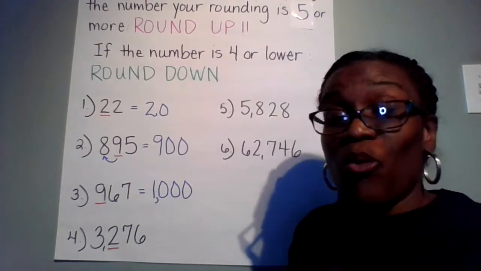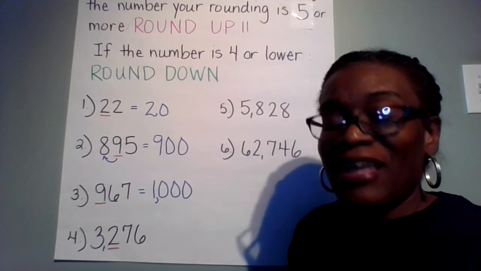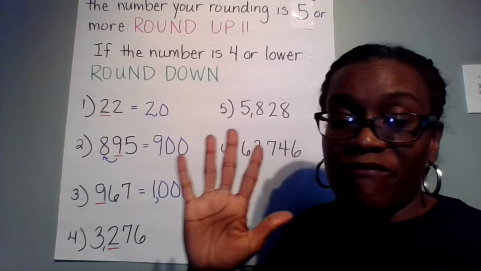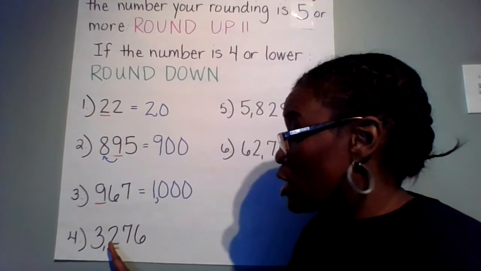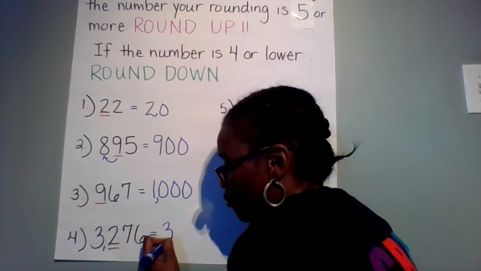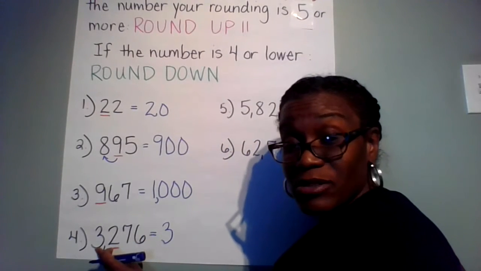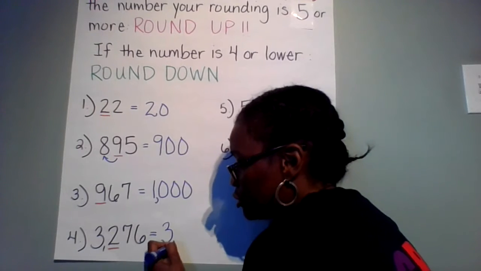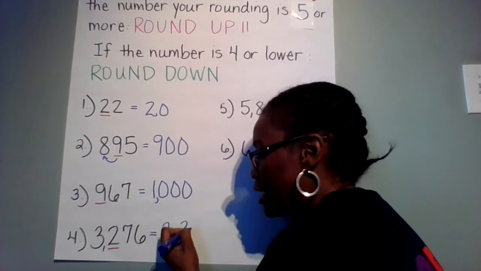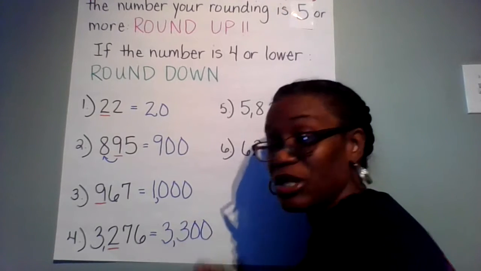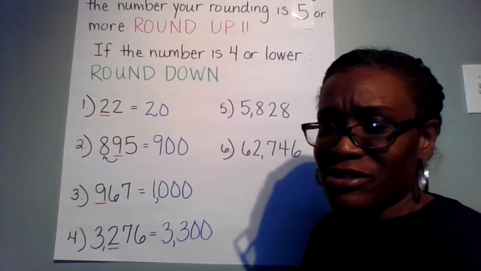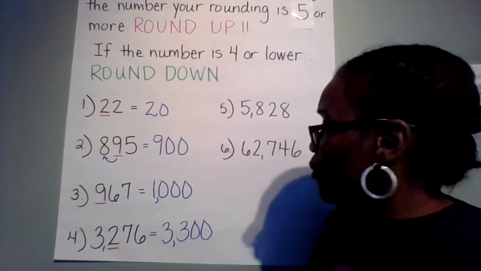Scholars, can you tell me why we're going to round up? That's right, because the 7 is bigger than 5. So we're going to round up. So we're going to keep our 3 in the thousands column, and then we're going to change the 2 in the hundreds column to a 3, and then we're going to put zeros after the number. Very good, scholars.